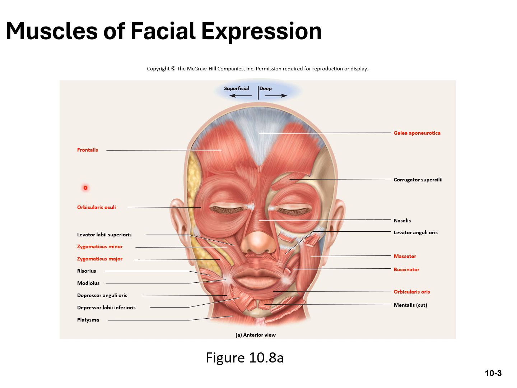So getting started, facial expression. You have the frontalis on top, the orbicularis around the eye, the zygomaticus minor, zygomaticus major, the orbicularis oris, the buccinator right there, and the masseter right there. You also have a tendon sheath on top called the galea aponeurotica.